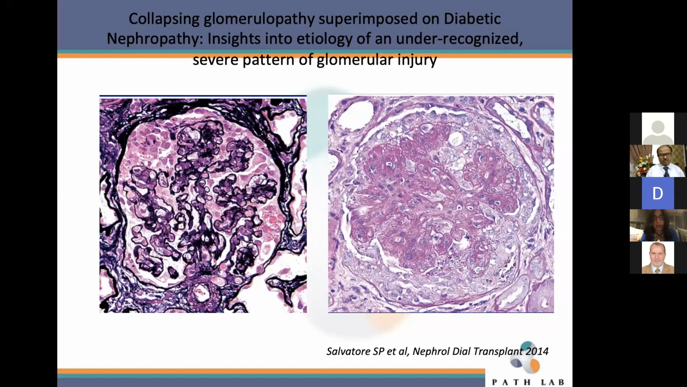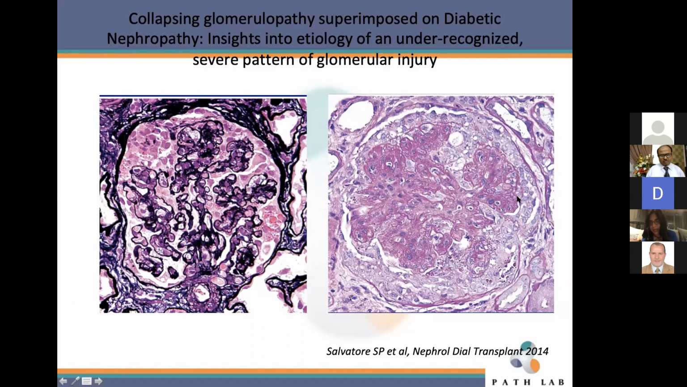As I said, a few years back there was a report describing collapsing glomerulopathy superimposed on diabetic nephropathy, giving insights into the etiology of an under-recognized severe pattern of glomerular injury. Now, this is collapsing glomerulopathy. Remember when we discussed collapsing FSGS, and we said that we could have segmental collapse of the capillary loops and florid epithelial cell hyperplasia, and that we maybe should separate collapsing glomerulopathy from FSGS. This is another evidence of it.